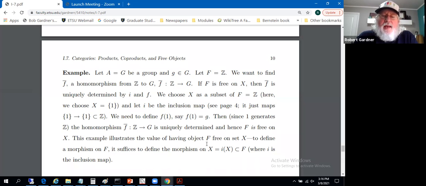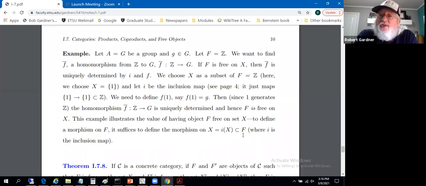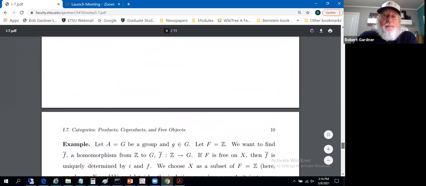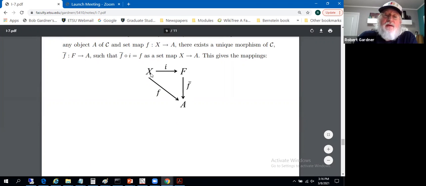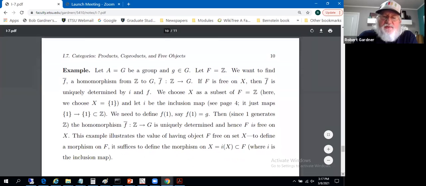Now, that shows that we didn't have to define too much stuff here. We only had to make sure we could define that mapping f on a single element. This example illustrates the value of having object f free on set X. To define a morphism on f, it suffices to define a morphism on what was ultimately a subset of f. Well, yeah, a cleverly chosen subset. In this group setting, we just chose a generator. So by having a generator of the integers, we could determine the behavior of mapping f bar simply by defining f to group G by letting this set consist of a generator of the integers. So not a surprising outcome, but something to illustrate what's going on in terms of these free objects.